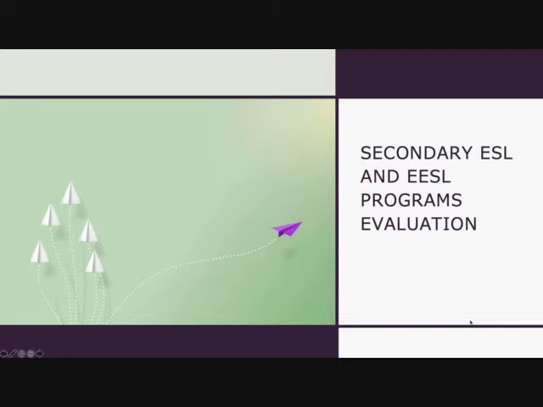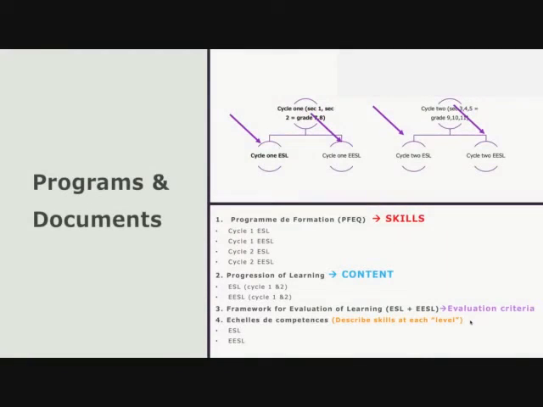This video is about evaluation at the secondary high school level, in the ESL and EESL programs, the regular and enriched English second language programs, and how we evaluate. Just a reminder that there are 4 different documents that we look at for 4 different cycles: cycle 1 ESL, cycle 2 ESL, and so on.